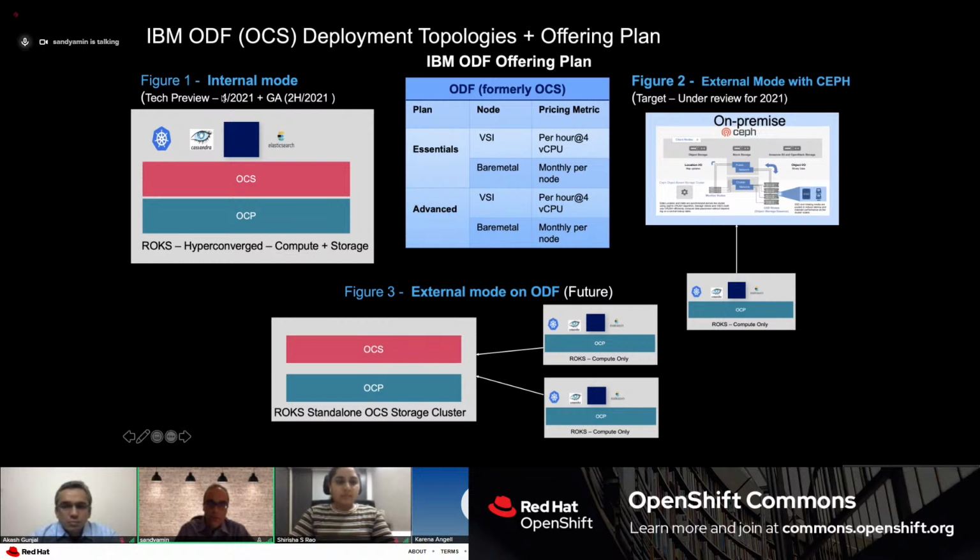We support a deployment topology called internal mode, and that mode basically co-locates OCS with the OCP cluster and your workloads, as shown in this picture. We are considering, later this year, supporting the ability to deploy an OCP cluster and remotely connect a remote Ceph cluster on-premise, primarily for a lot of the on-premise side.